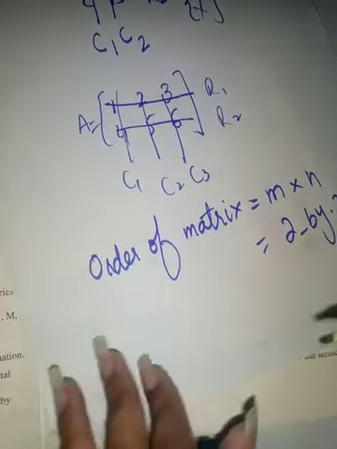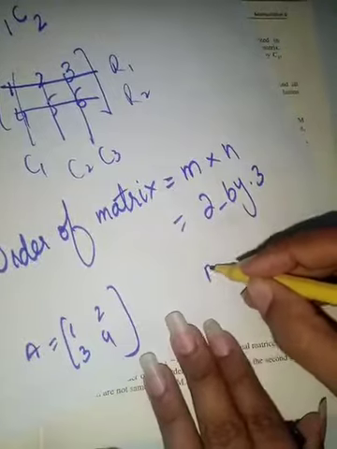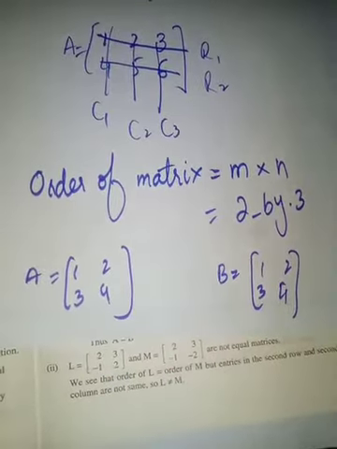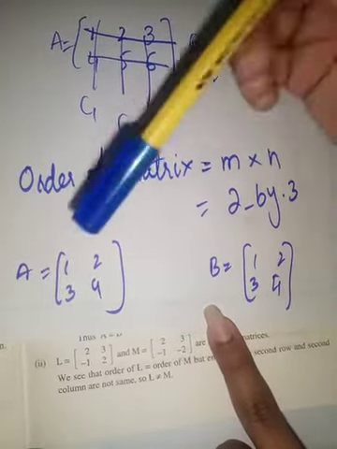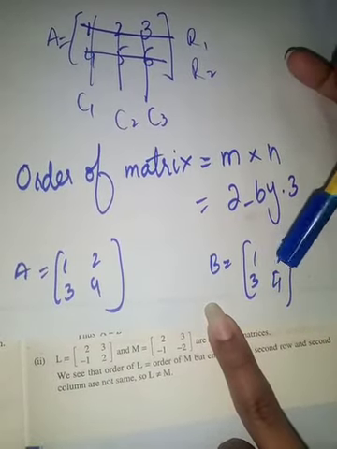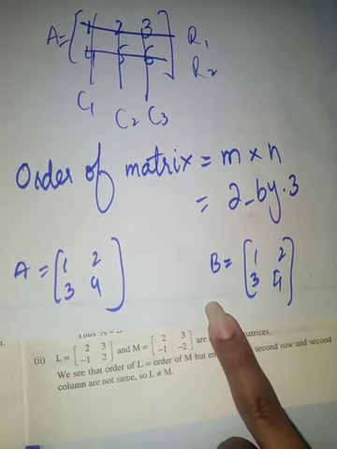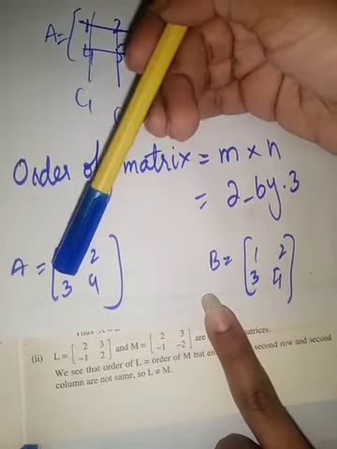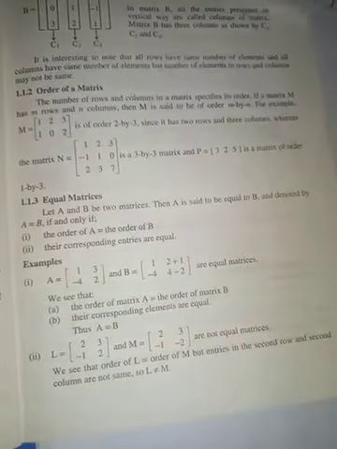For example, there are two matrices A and B. Both the matrices will be equal on the basis of two conditions. Number 1 is that their order should be equal. For example, in A, the order is 2 by 2. In B, again the order is 2 by 2. So our first condition is satisfied. The second condition is that their corresponding elements or entries should be equal. So here, all the corresponding entries are equal. So both the matrices are equal.